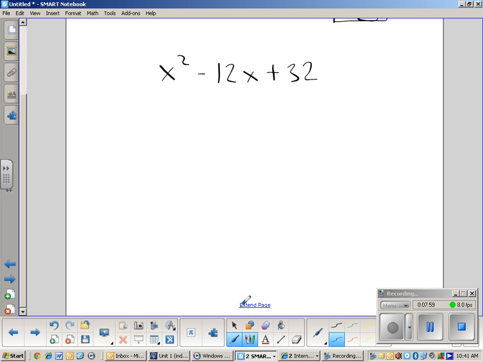Again, there are how many terms? 3. There's an x squared, a 12x, and a 32, right? 3 terms. So it's a trinomial. It's a quadratic because the highest degree is 2, right? X squared. And so if this factors, the only way it could factor would be 2 binomials. Okay? The only way would be 2 binomials. And that, again, means we have to have 4 slots.